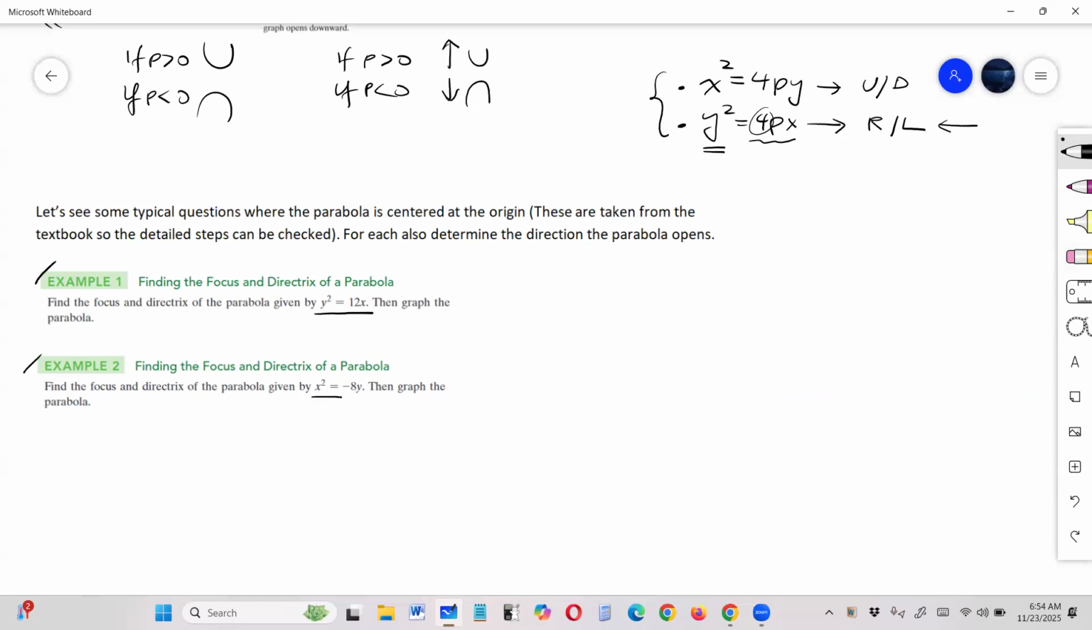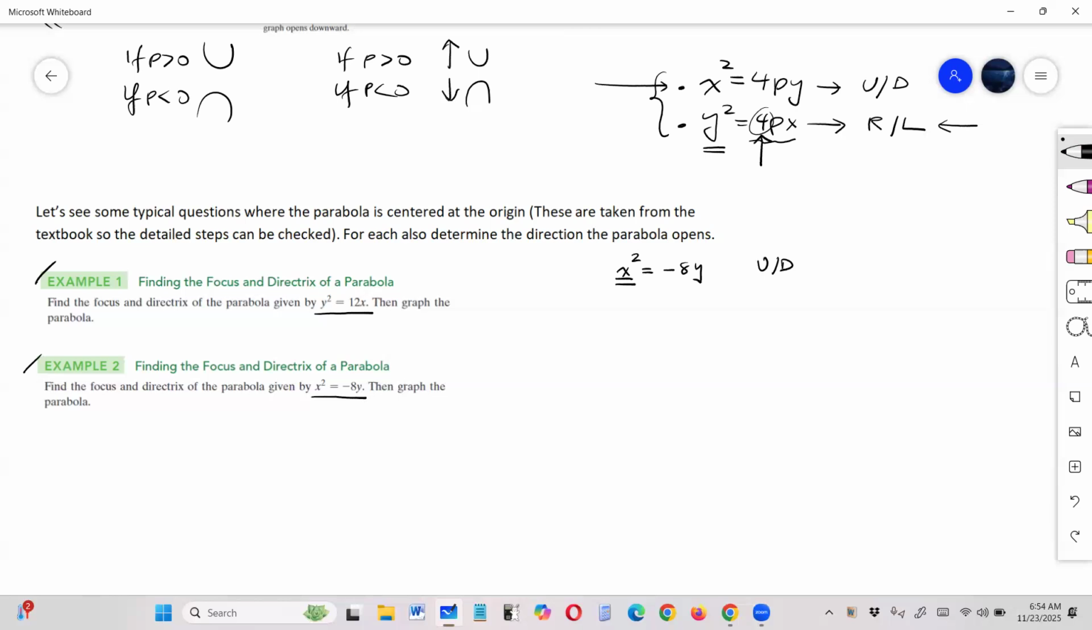In the second example, I have x squared equals -8y. Now, this is the case similar to the first, where I have an x squared component. So this is the case where the parabola will open up or down. In order to determine if it's up or down, I need to find p.